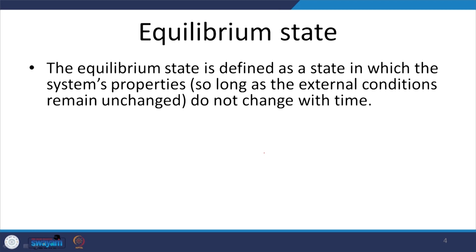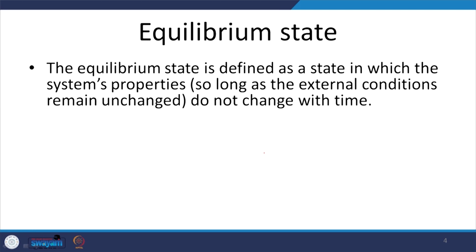So, what is an equilibrium state? Like I said, thermodynamics is what gives the description from one equilibrium state to another equilibrium state when something is exchanged. Some work is done, some energy is given out, some energy is taken in, something like that. So, the equilibrium state is defined as a state in which the system's properties, so long as the external conditions remain unchanged, do not change with time. So, simple, right.